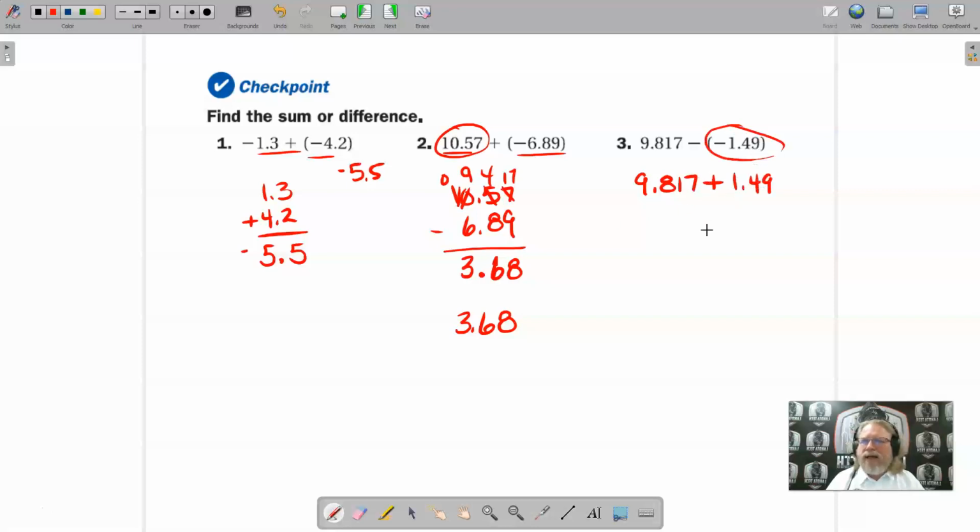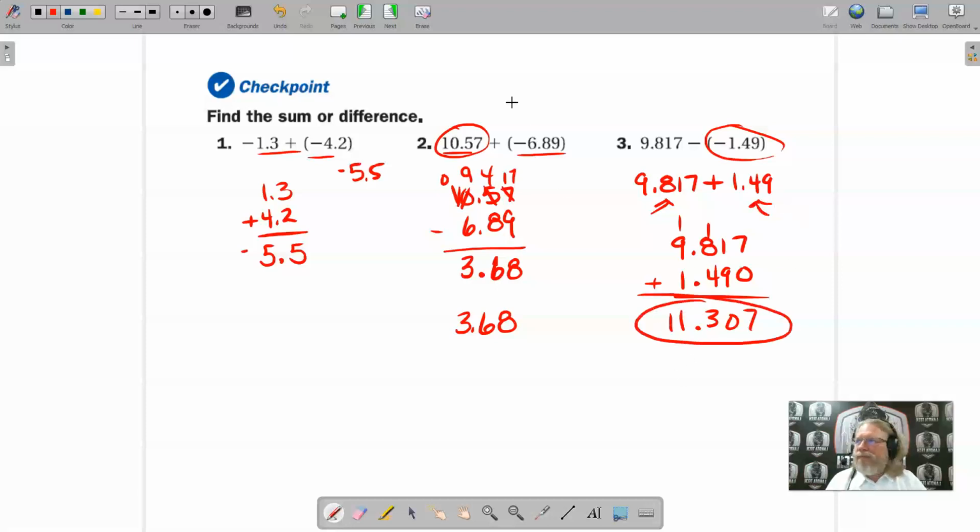Now we need to add these together, and the trick is going to be to keep those decimals lined up. And so I'll line up my decimals, and now I have 1.49. Let's throw a placeholding 0 on there. And we are indeed adding these. So 7, I want my decimal over here. And 10, carry the 1, 12, 13, carry the 1, 10, 11. So we end up with 11.307. And they are both indeed positive numbers. So the answer is going to be positive as well.